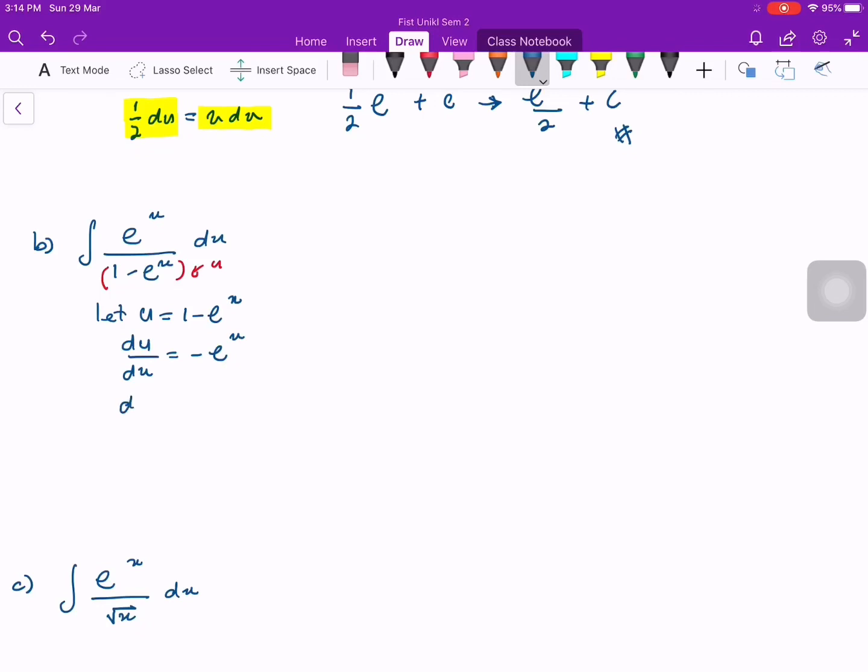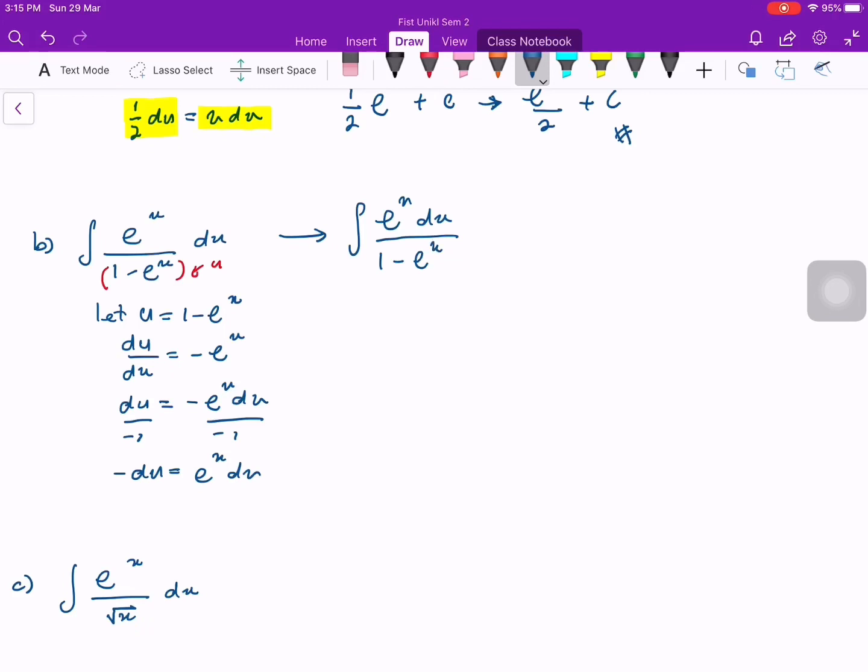Then by cross multiply, we will have negative e to the power of x dx. Then we divide both sides with minus 1. Then we will have minus du is equals to e to the power of x dx. Okay, and also I'm going to rewrite this function as integral of e to the power of x dx divided by 1 minus e to the power of x.